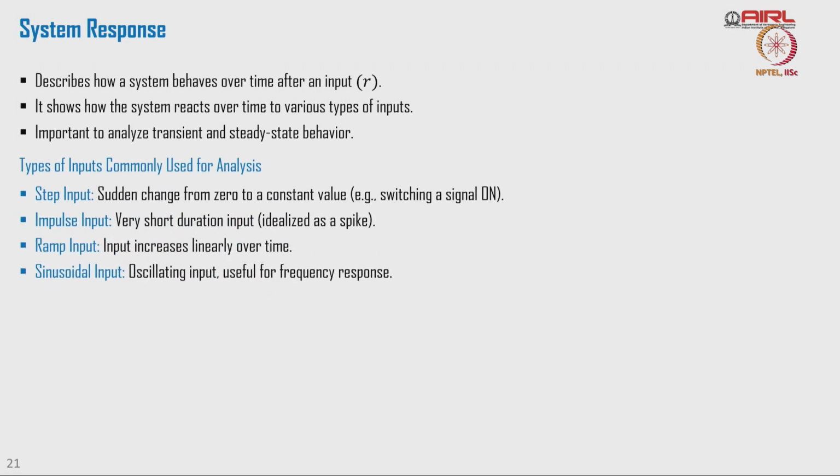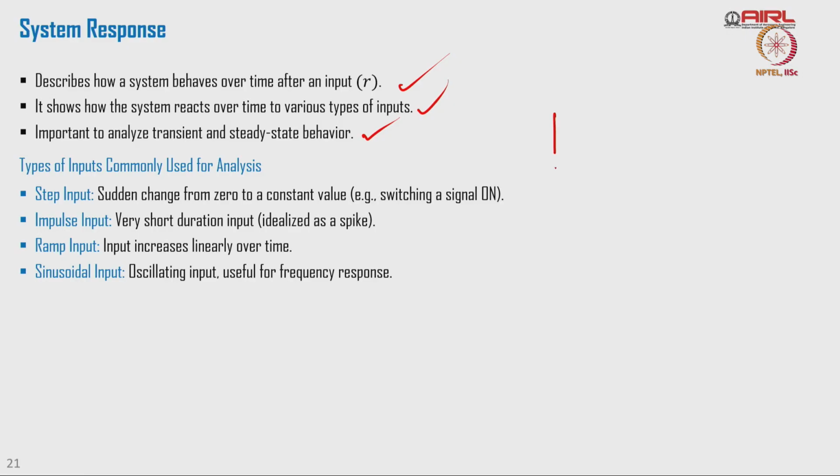System response describes the behavior of the system over time when it is accepting one input, some input signal or input command. It shows how the system reacts over time with that particular input. Now, it is important to analyze transient and steady state behavior. What transient behavior and steady state behavior are will be covered in the next lecture itself.